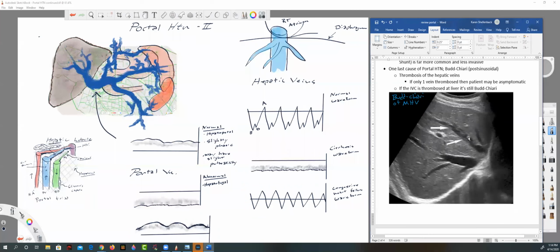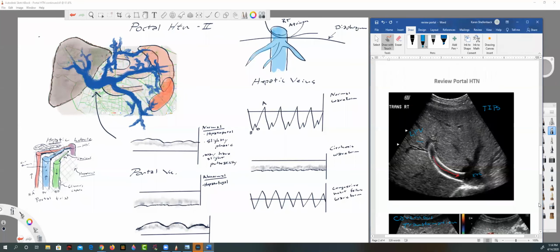So here's clearly a picture of Budd-Chiari of the middle hepatic vein. You can see all this stuff in here is not good. And we have a nice clear view of the right hepatic vein. Great picture of a TIPS.